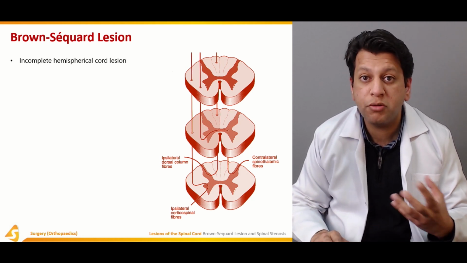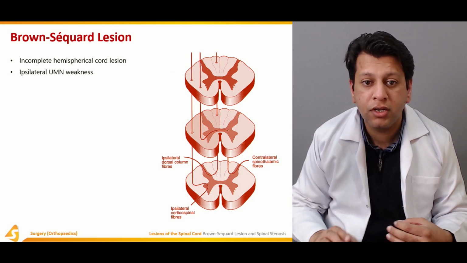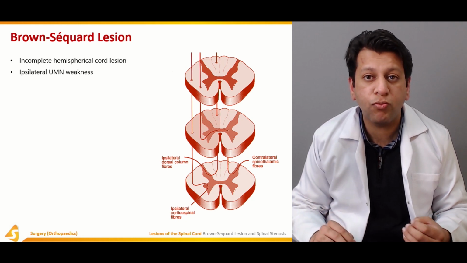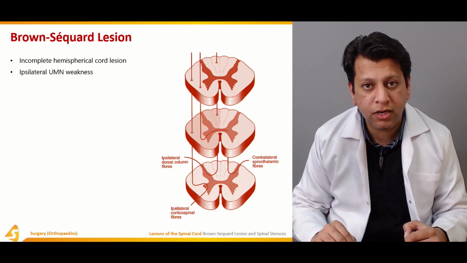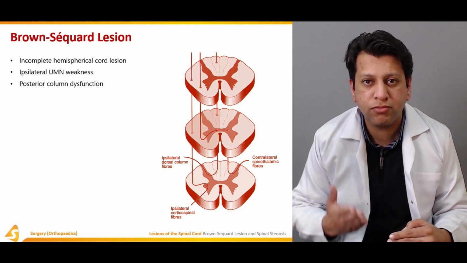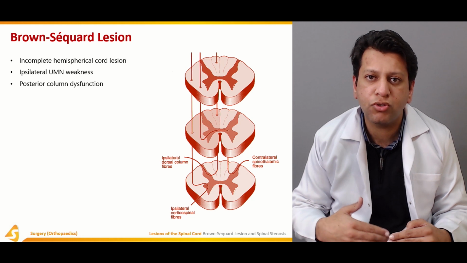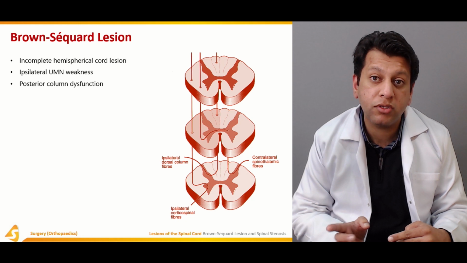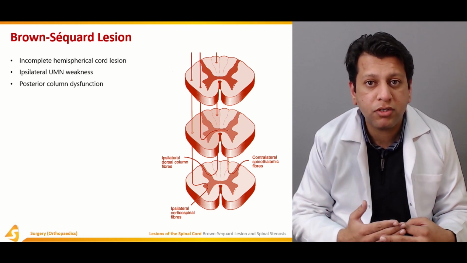So the lesions usually present with this kind of classical history: there is ipsilateral upper motor neuron weakness. And why? Because of ipsilateral corticospinal tract lesion. Then there could be loss of touch, light touch, and vibratory sense. All these senses are lost on the same side except pain and temperature, as pain and temperature are contained in the spinothalamic tract, which is actually coming from the contralateral side.